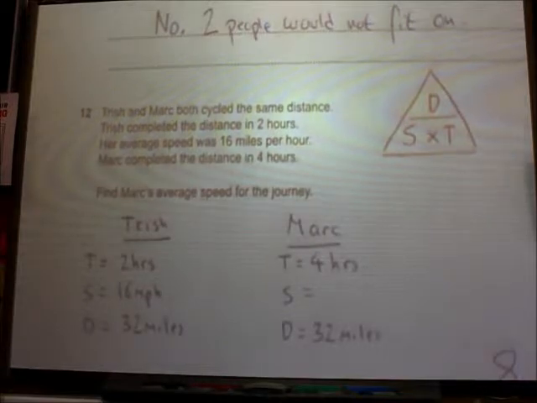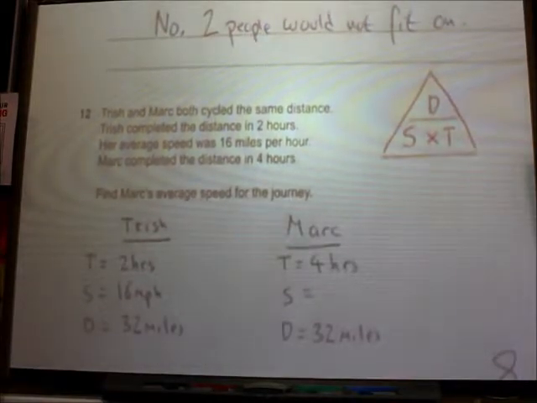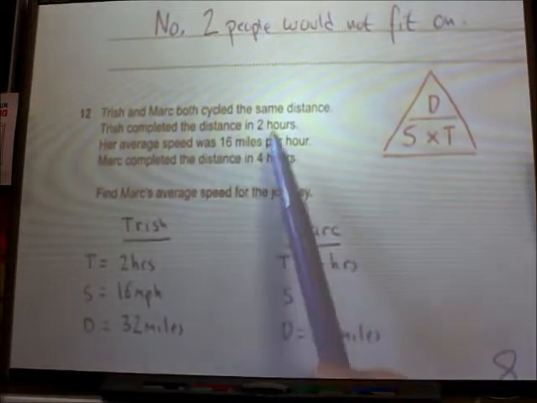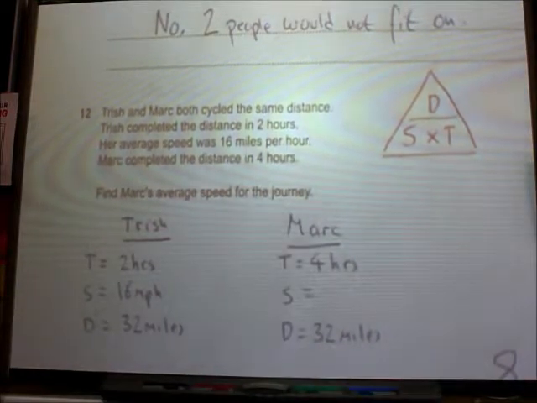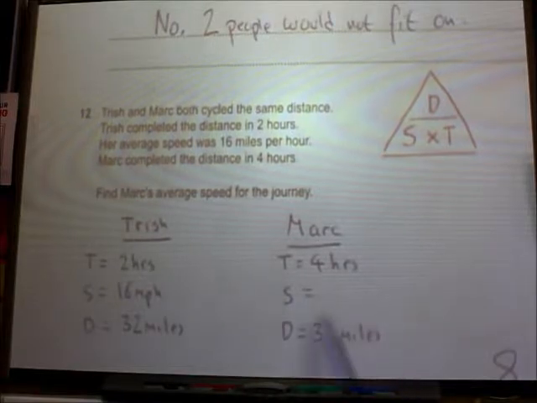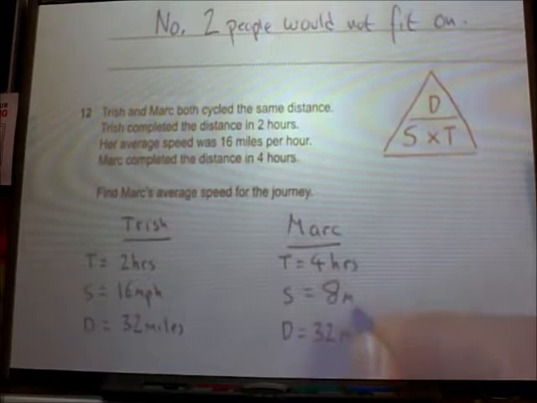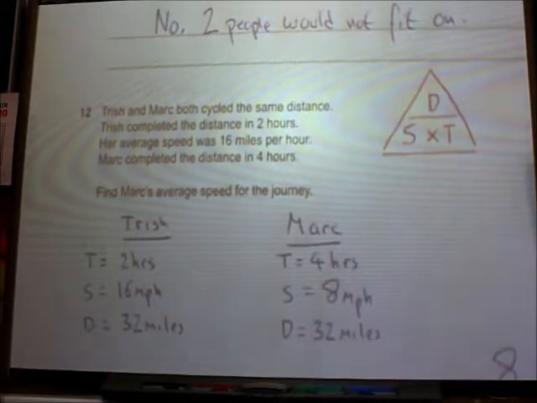There are other ways of doing this question. To be really honest, if you can notice Trish completed the distance in half the time it took Mark, so it's fairly safe to assume that Mark was going at half the speed that Trish was. But if you don't like it like that, you can work it out properly like this.